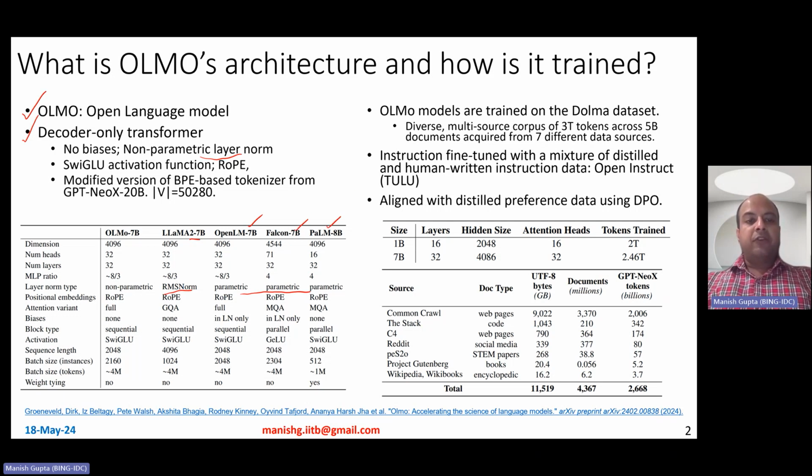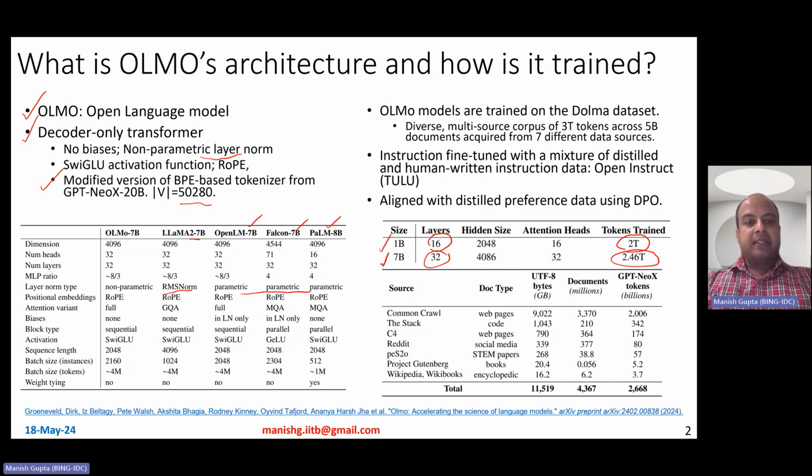Okay. So if you compare their model checkpoints, they train two different sizes of models, 1 billion and 7 billion in size. The 1 billion model has 16 layers, the 7 billion has 32 layers. The 1 billion model is trained on 2 trillion tokens. The 32 layer 7 billion model is trained on 2.46 trillion tokens. The other interesting thing is the tokenizer, which is a BPE based tokenizer from GPT NeoX, and it has a vocabulary size of about 50K.